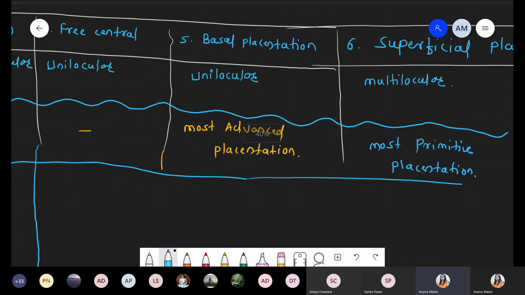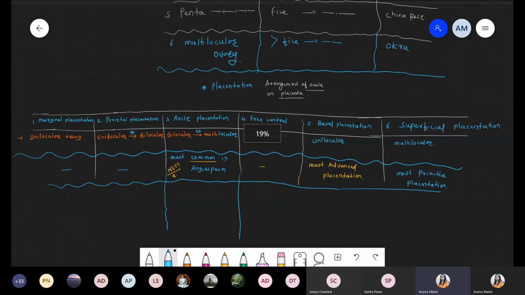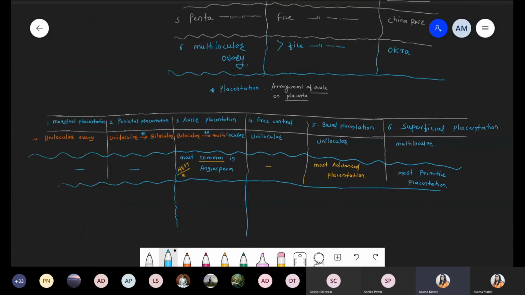Okay, so just check this scenario. We are talking about three points: which is the most advanced, which is the most primitive, and which is the most common. So axial, a question was made on this earlier. Axial, these are the most common in angiosperm. While the basal placentation, these are the most advanced, which is present in angiosperm, and in case of superficial, these are the most primitive. Got this point? This point is covered.